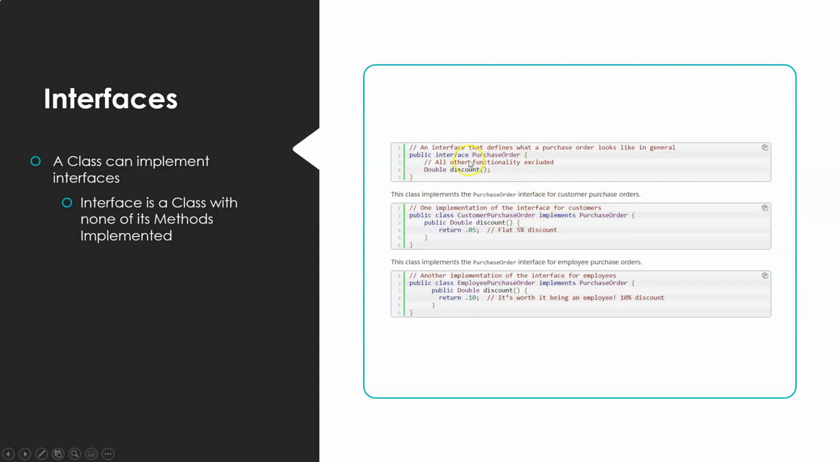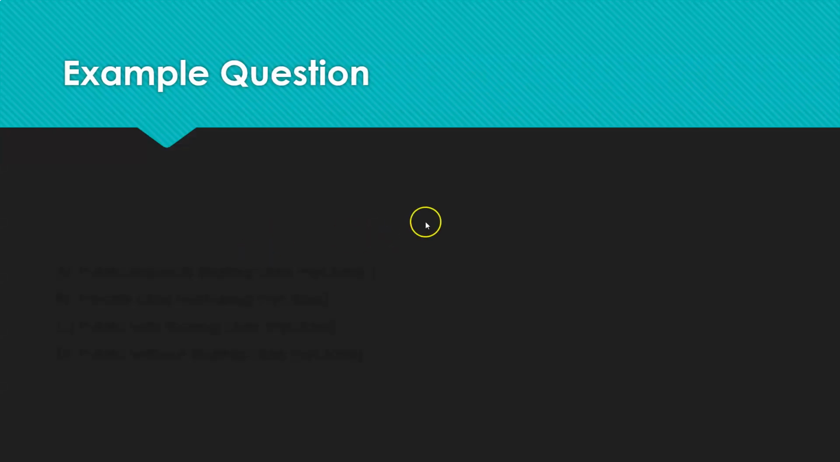Here's an example. We'll have an interface called PurchaseOrder, and it has a method called double discount, but notice that there's no implementation in this method. We don't know what it does. It's not implemented. So we can have a class called CustomerPurchaseOrder that implements the PurchaseOrder, and then it defines and implements the method. In this case, the public discount method will return 0.05 as the discount. Here's another example of implementing it a different way. Instead of a customer purchase order, we have an employee purchase order. It implements the PurchaseOrder interface, and this discount is a little more. It's 10% versus 5%.